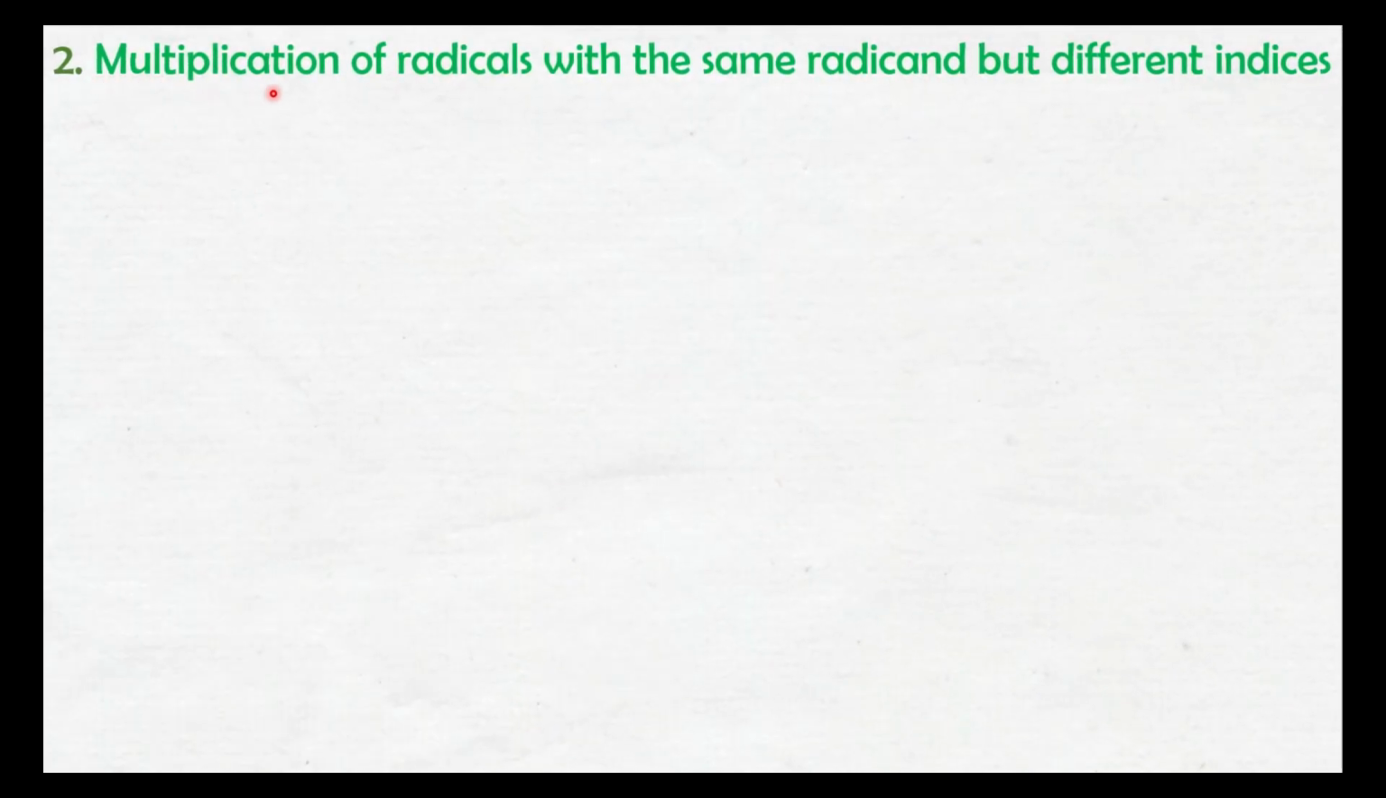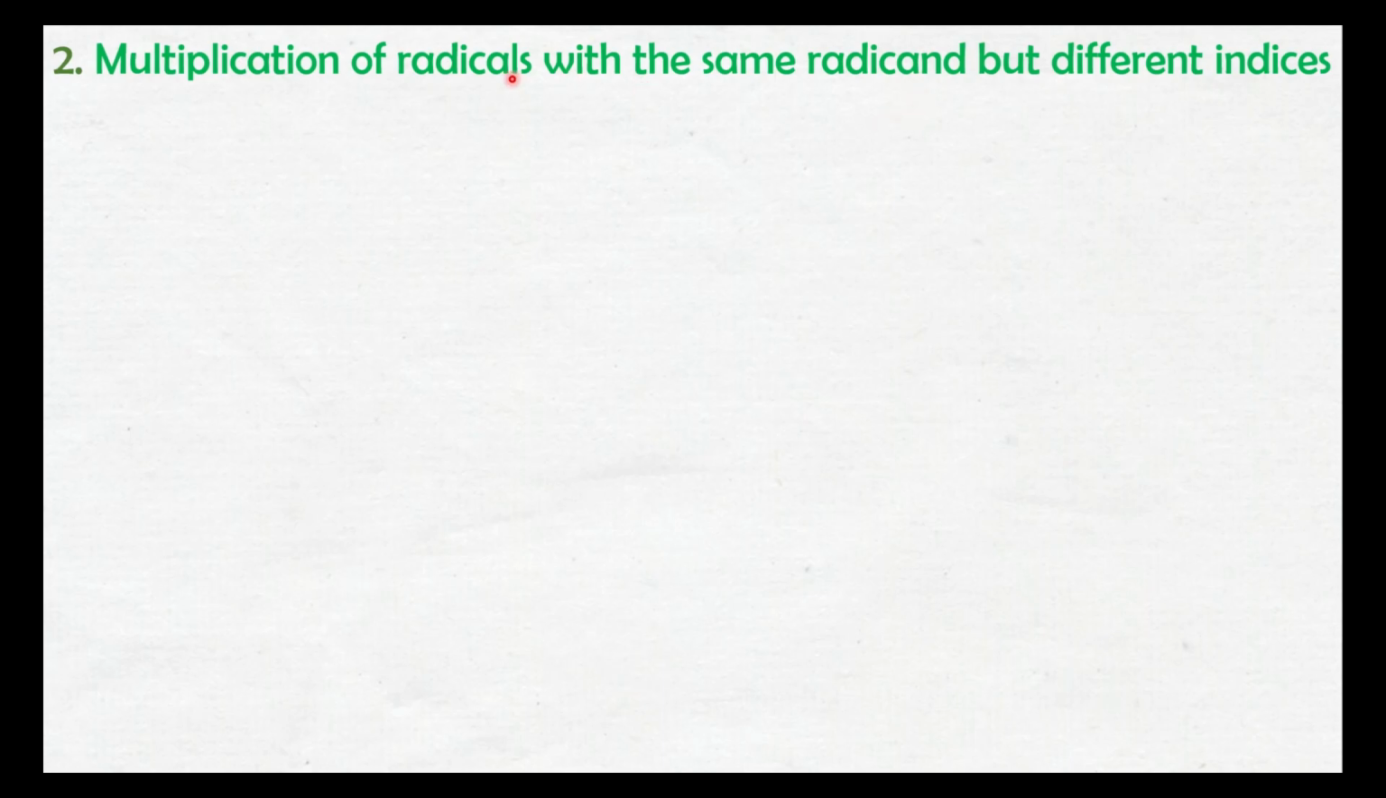Okay, number 2, multiplication of radicals with the same radicand but different indices. So, dito naman, yung mga bibigyan nating example, hindi magkakaparehas yung indices nila, pero magkakaparehas yung radicand. So, ano kaya yung gagawin natin dito? Ano yung process, ano yung technique na gagawin natin para ma-multiply natin to? Again, hindi natin pwede i-apply si second law of radicals dito kasi hindi naman magkakaparehas yung indices nila.